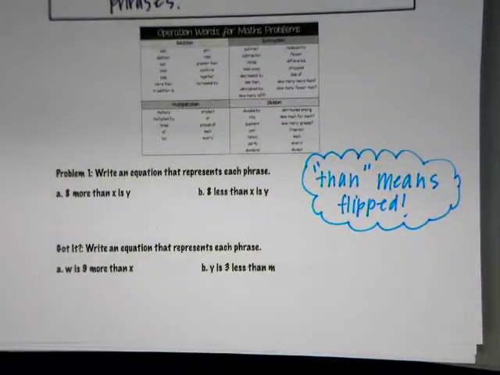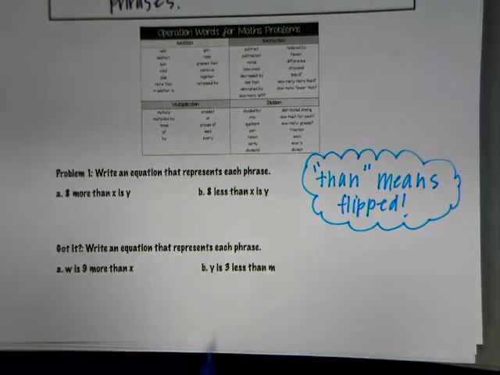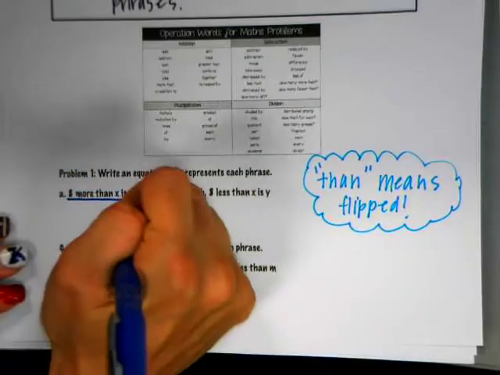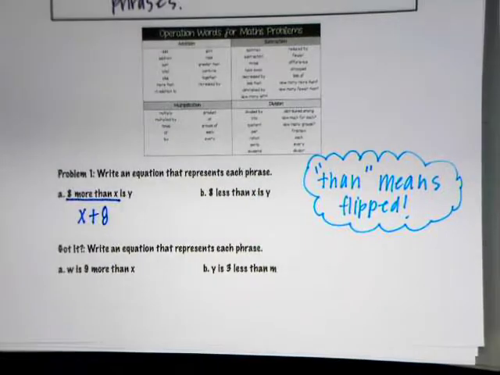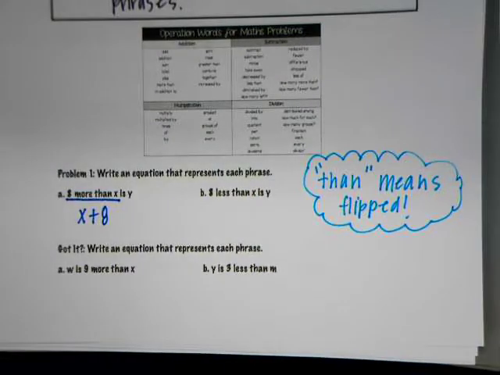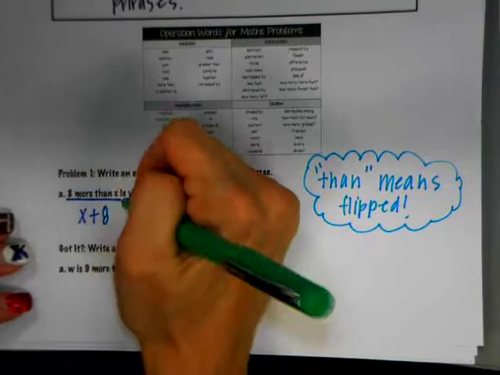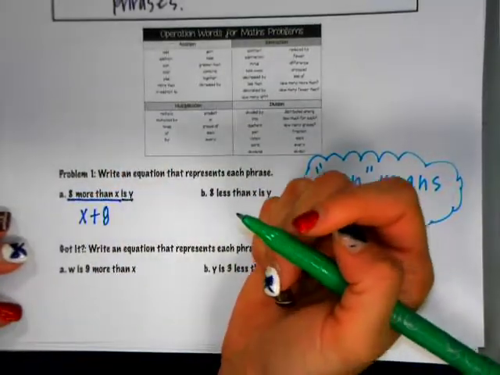So if you have more than or less than, then the order is going to be flipped from what you would think, okay? So if we have 8 more than x, that's actually going to be x plus 8. Because you have to start with the x and then do 8 more than that. And then what do you think y would be? Yep, equals y.